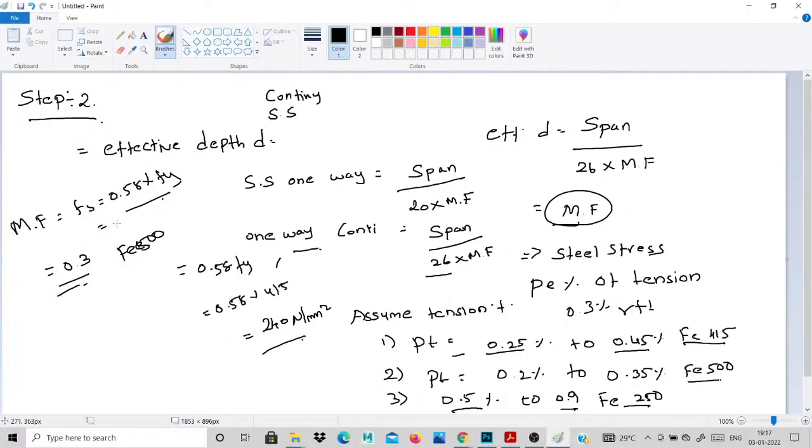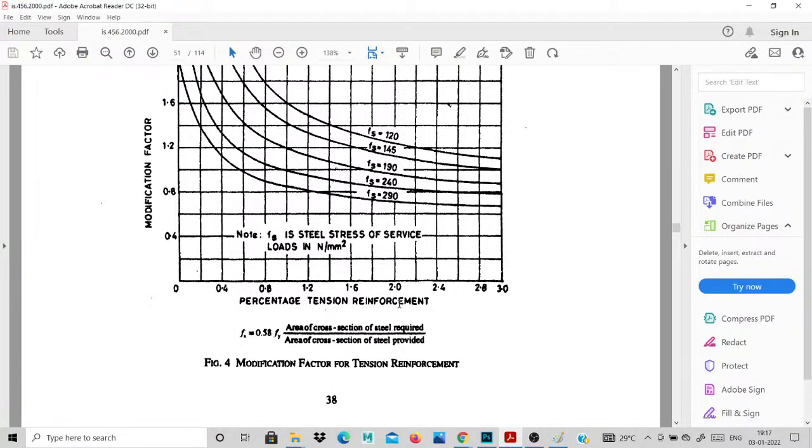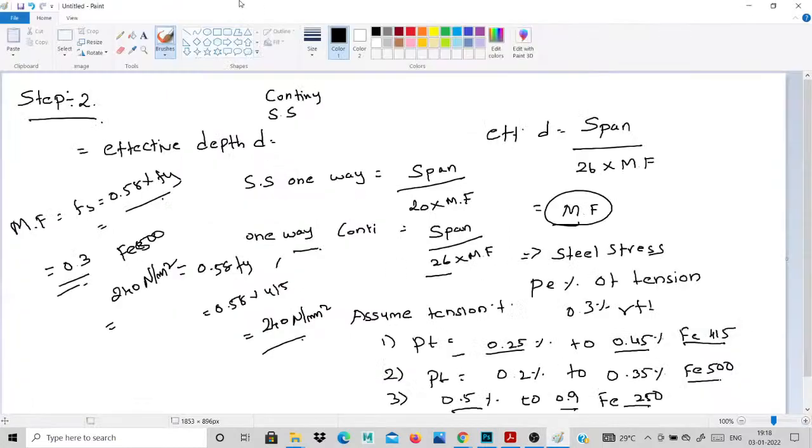My Fs value is 240, calculated as 0.58 into Fy. You go to IS 456, the chart for the percentage of reinforcement. My percentage is 0.3 and my stress is 240 for Fe500. Where they match, you take that value for the modification factor. I take the modification factor value as 1.4. It will be different for your grade of steel.